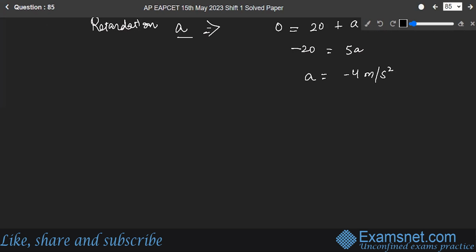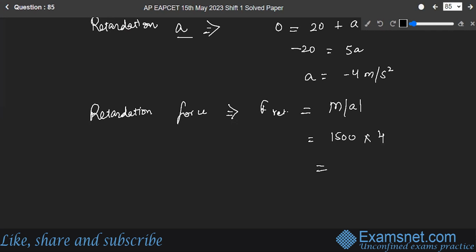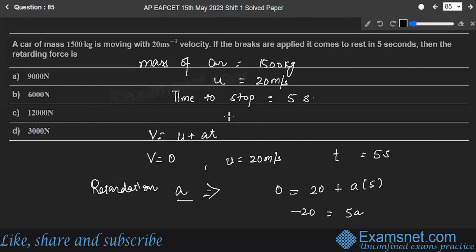Minus actually shows that the force is being applied opposite to the direction of the motion. Retarding force will be, this is acceleration. So retarding force is given by F retardation, that is mass into acceleration. So mass was this, and this is 4. I'm taking the modulus of it. Negative sign was just showing that the force is applied opposite to the direction of motion. So this is equal to 6000 Newton. This is the retarding force. That makes option B the right answer.